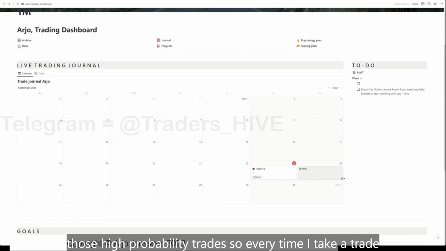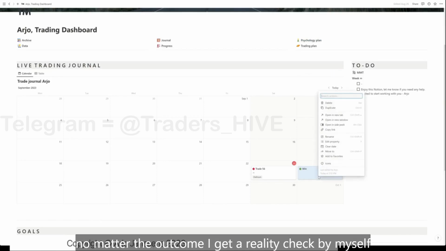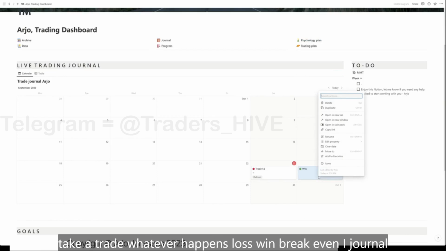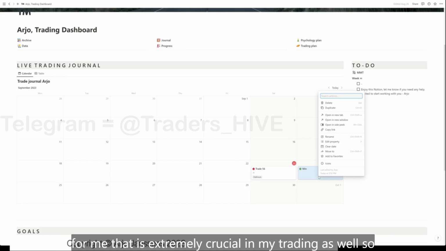So every time I take a trade, no matter the outcome, I get a reality check by myself because I'm journaling. It's sort of a cycle for me: I take a trade, whatever happens, loss, win, break even, I journal. And that breaks the cycle of me looking at the chart, going over another trade opportunity, etc. So that is very important for me. That is extremely crucial in my trading as well.